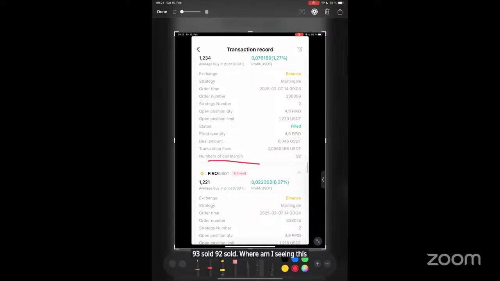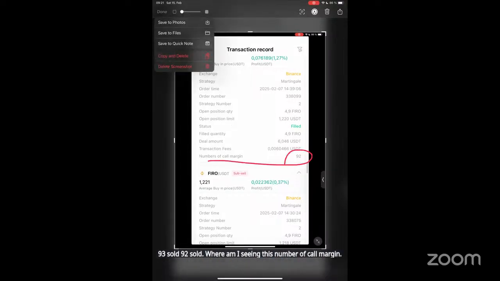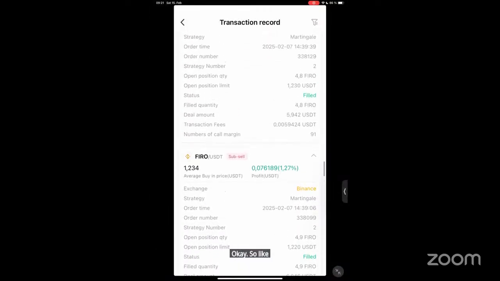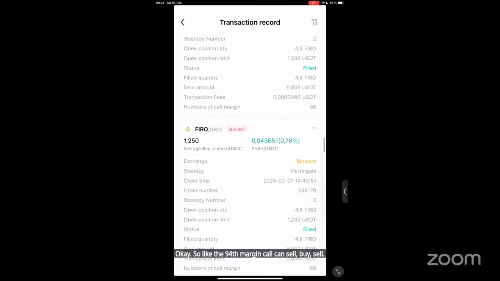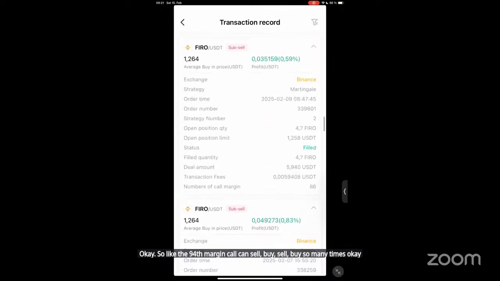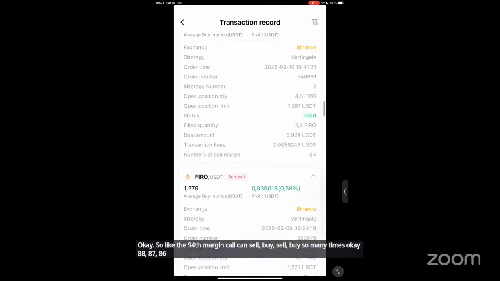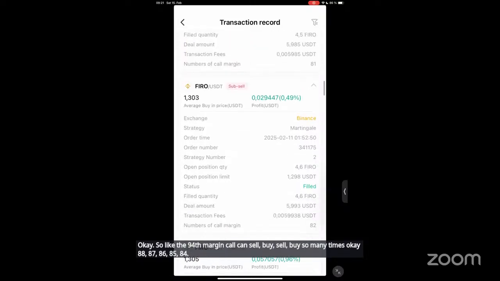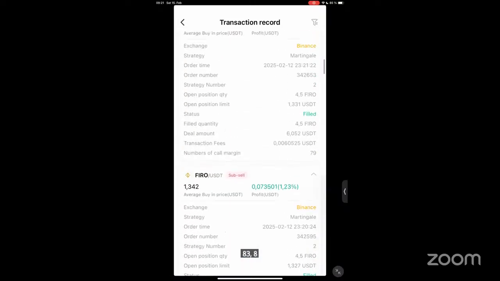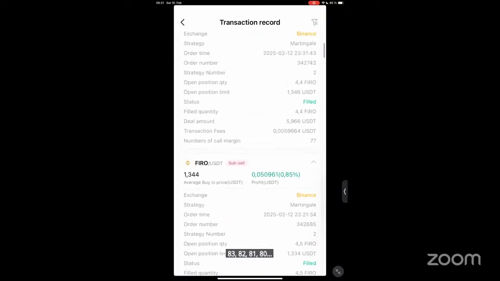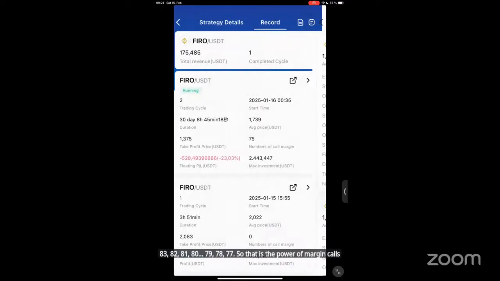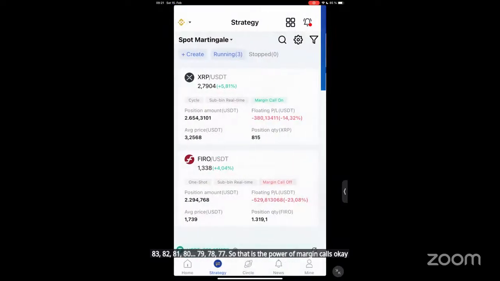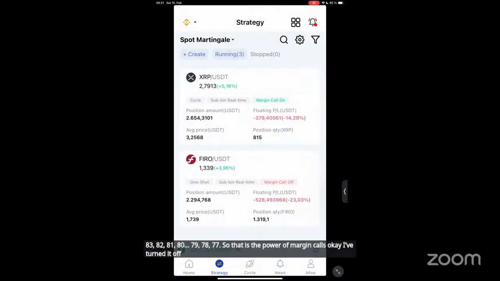Number of call margin. Okay. So like the 94th margin call can sell and buy so many times. Okay. 88, 87, 86, 85, 84, 83, 82, 81, 80, 79, 78, 77. So that is the power of margin calls. Okay. I've turned it off because I don't have enough USDT. Oh, now 308. Okay.